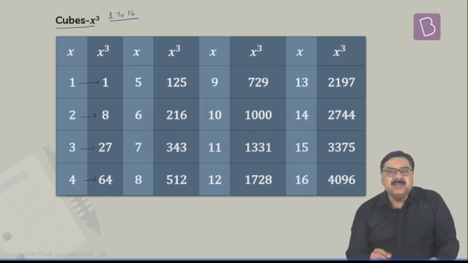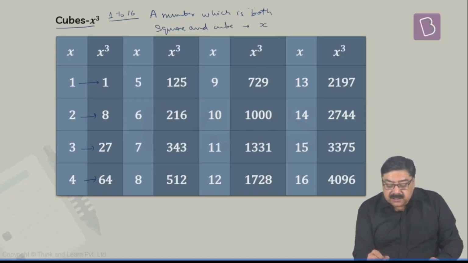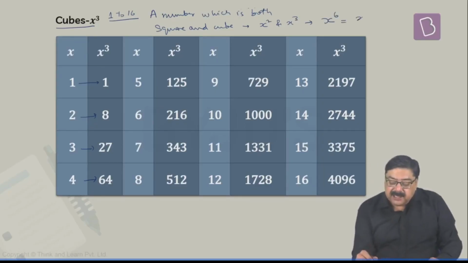Now there is something that you must notice here, and that is there are 4 such numbers in these two tables which are both squares as well as cubes. So a number which is both a square and a cube has to be x power 6. Because x power 6 can be written as x square whole cube, which can be rewritten as x cube whole square. So it's a square as well as a cube.